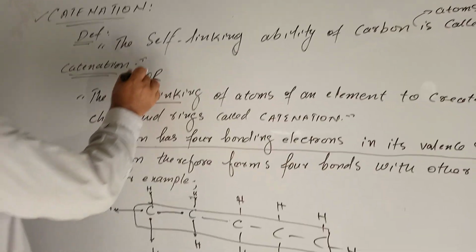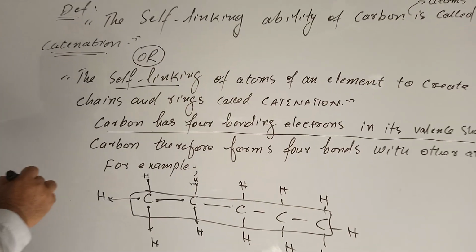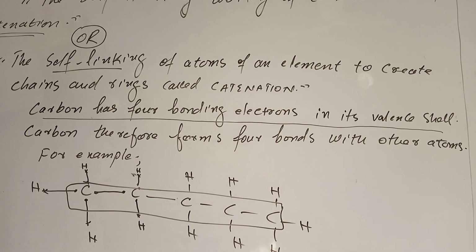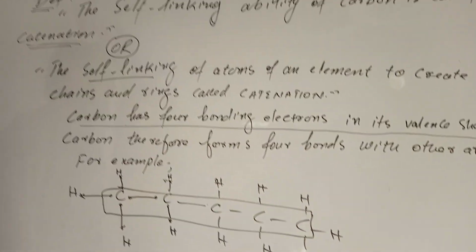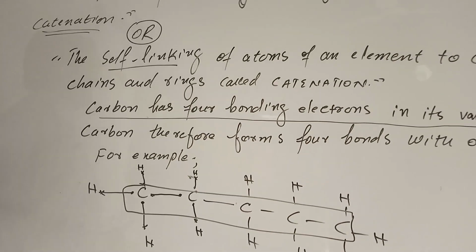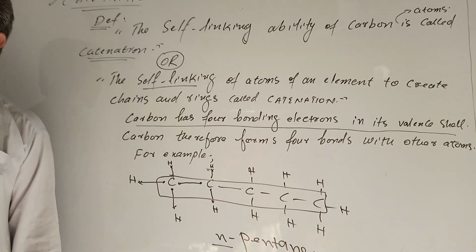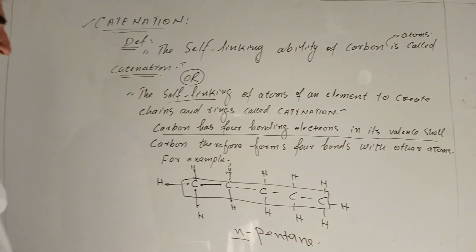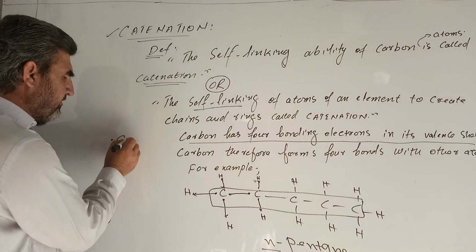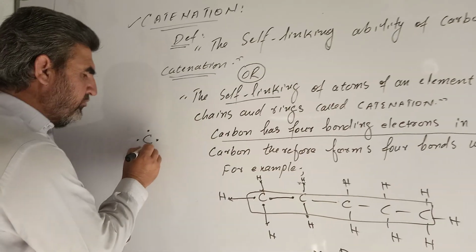In other words, we can also define catenation as the self-linking of atoms of an element to create chains and rings. Now how will the chain be formed? Before the formation of a chain, we will discuss a little bit about carbon and its valence electrons. So this one is carbon. It has 4 electrons in its outermost shell.